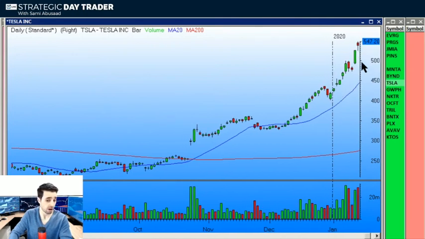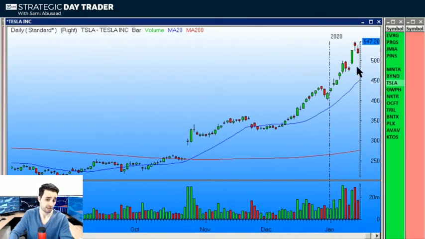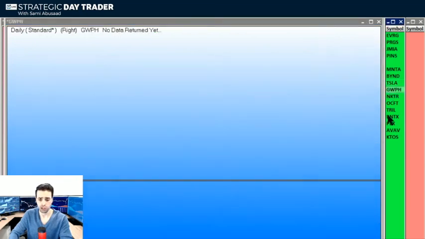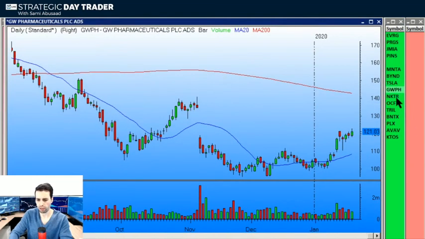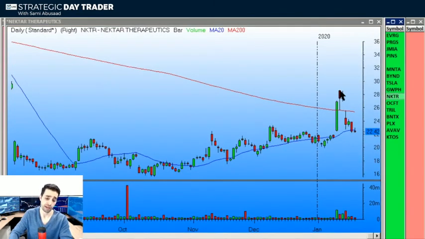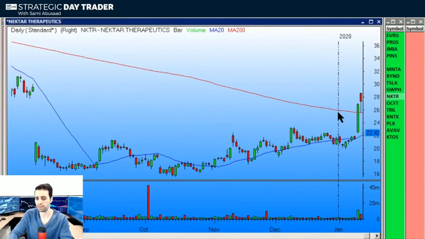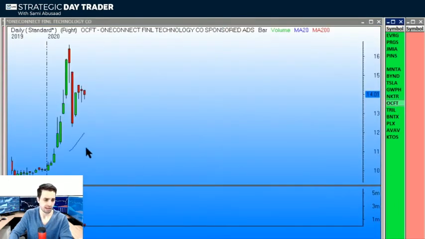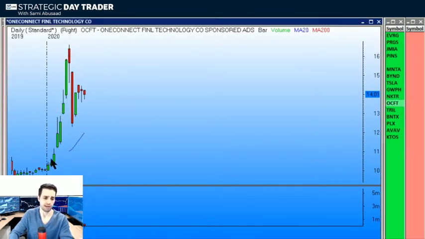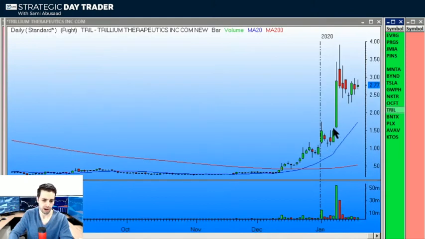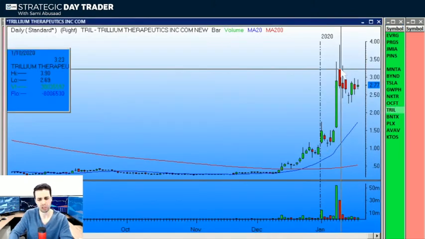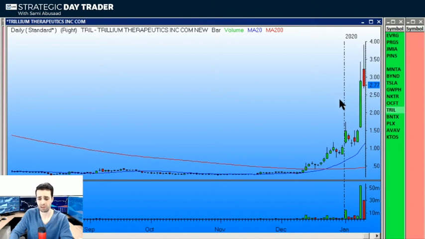Wasn't as good as Beyond, I think, in my opinion, but that was novice and dropped for 3 days in a row. GWPH, I don't want to go over the whole thing, but as you can see, big green bar and then gap up. NKTR, big green bar and a gap up. That's novice. Okay. OCFT, up and then a gap up. This is right here on the left side. Up and then a gap up. That's novice. Okay. TRIL, up right here and then a gap up, but the gap was small. I mean, the stock ended up down on the day, but it was probably very wild, moved up initially and then came in.